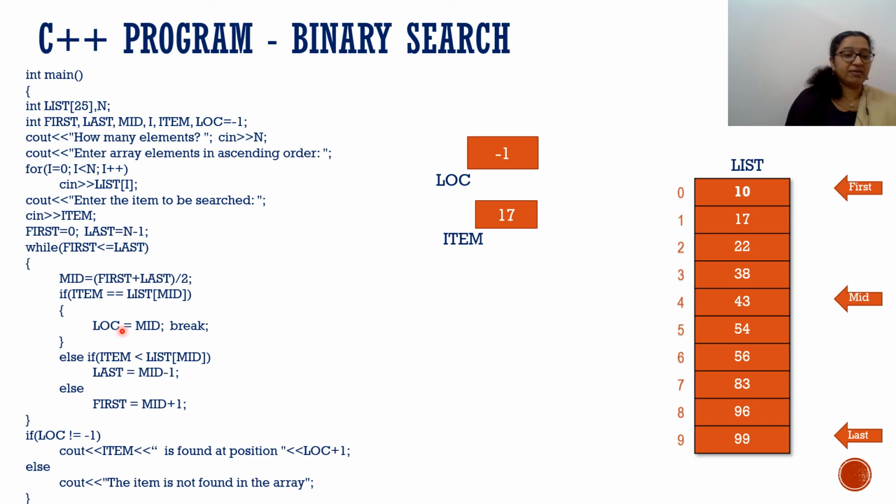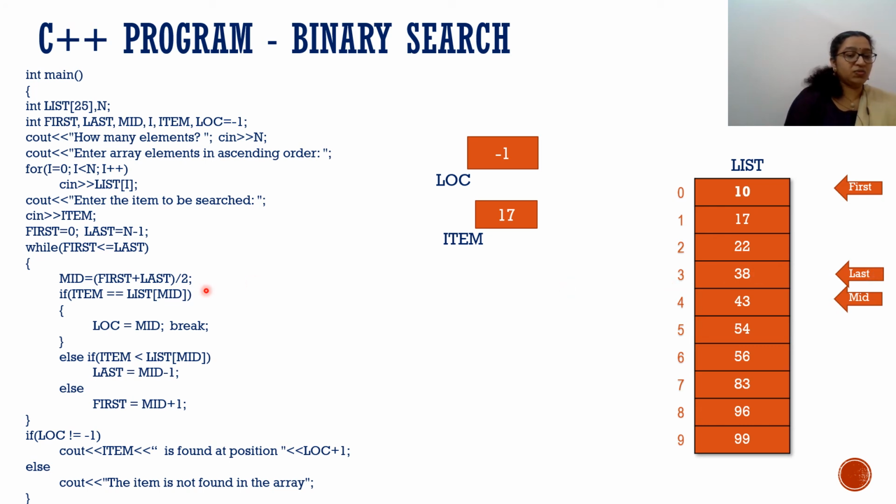So else if, the next check is whether it is less than or greater than. Else if item is less than list of mid. So we are checking whether it is less than that middle item. Yes, 17 is less than 43. So what to do? If it is less than, last is equal to mid minus 1. Last is on the 9th position now, so we want to change it to the mid minus 1 position. That is last. So now last is here.